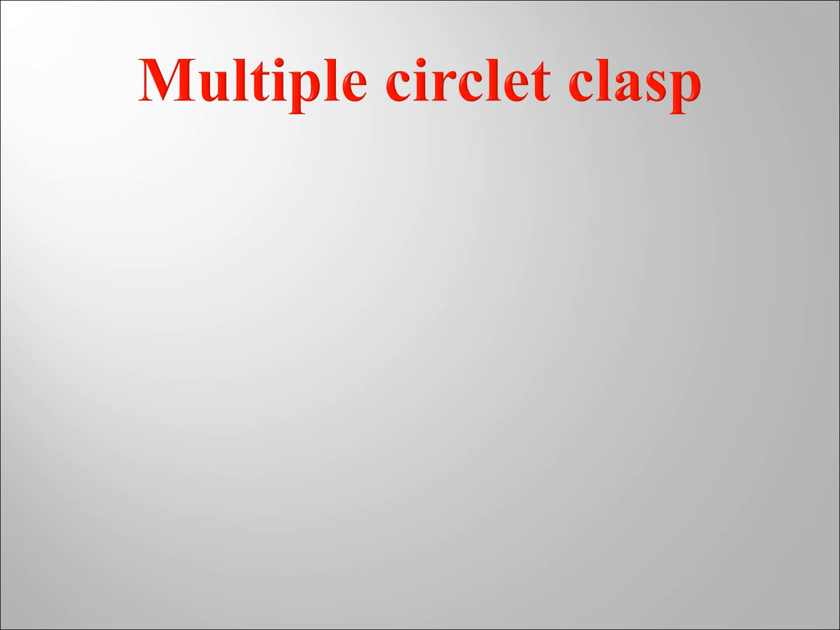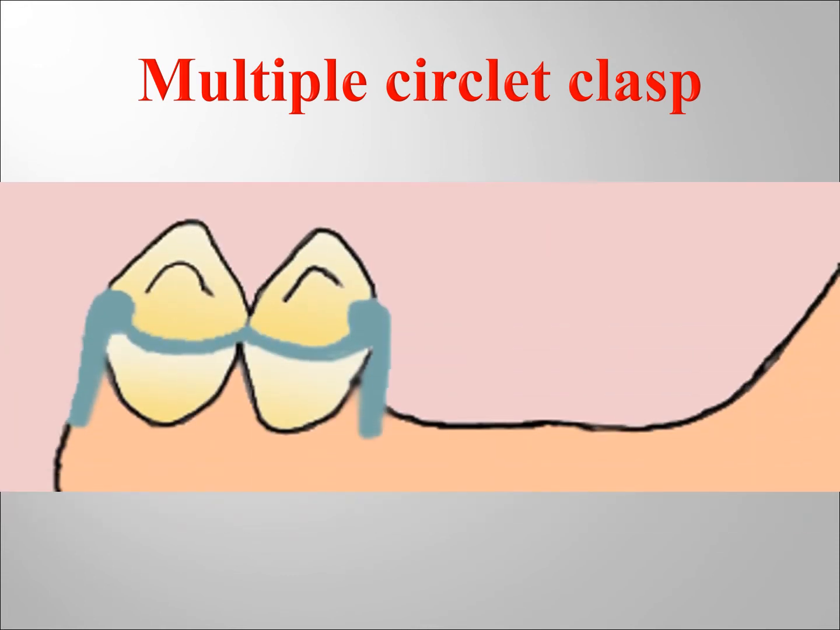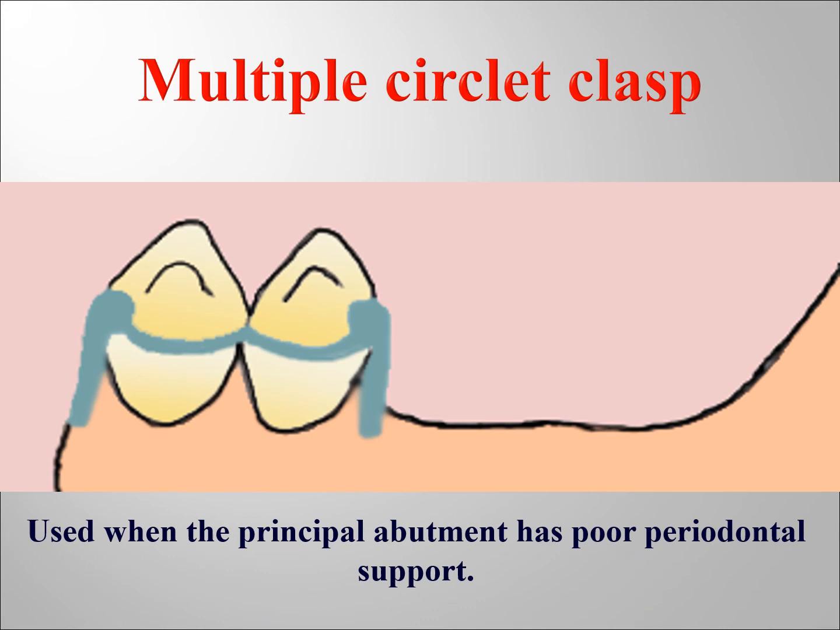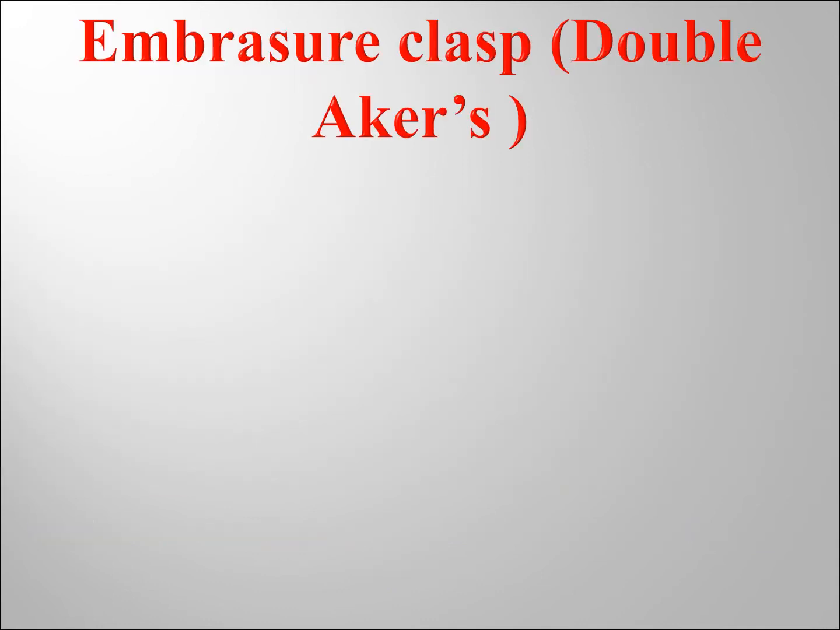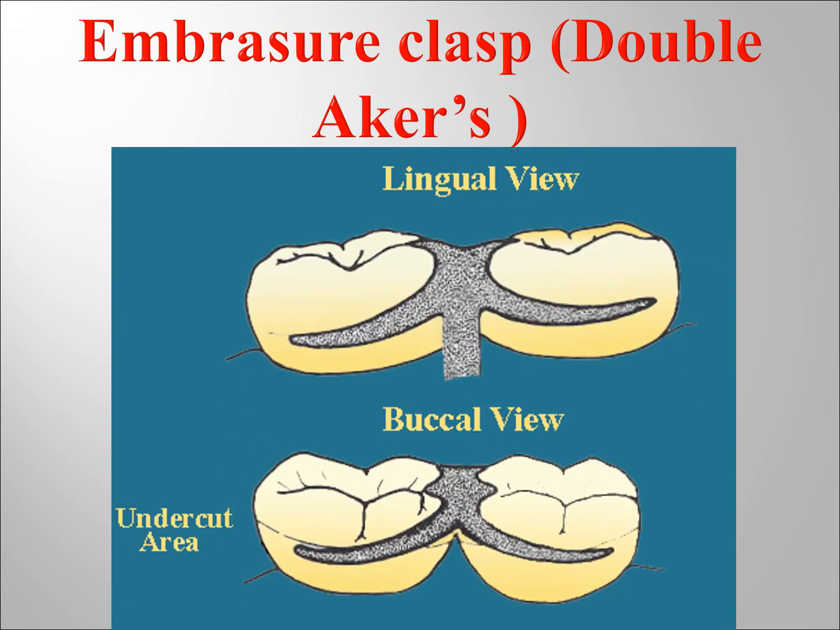Multiple circlet clasp, this is used when the principal abutment has poor periodontal support, so it engages multiple teeth. Embrasure clasp or double Aker's, this is used on the dentate side. Of course by now you know that the partial denture should extend to the other side, even if the edentulous space is on one side, it should extend to the other side of the jaw to provide cross arch stabilization.